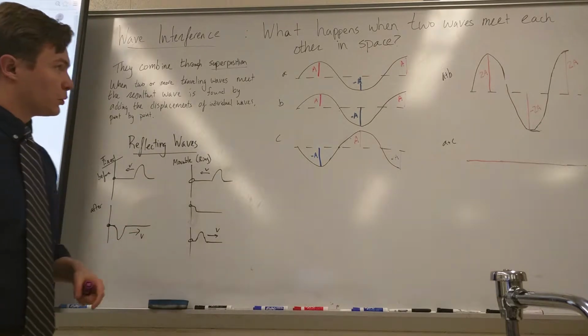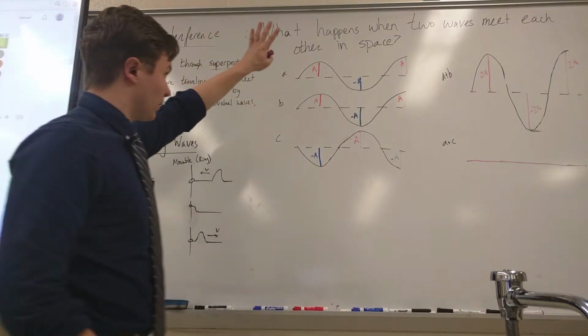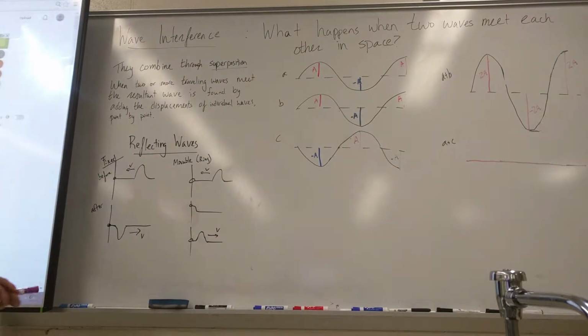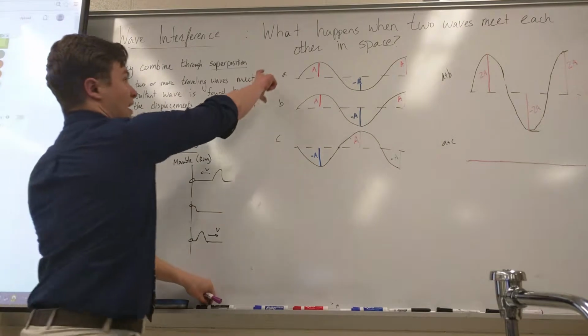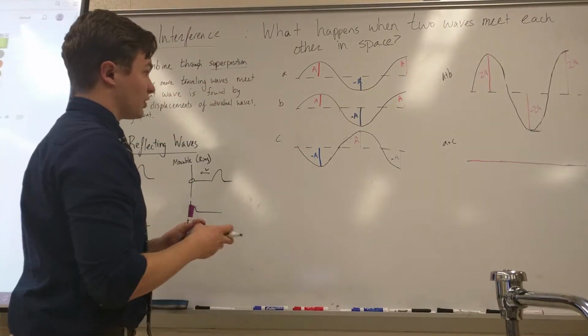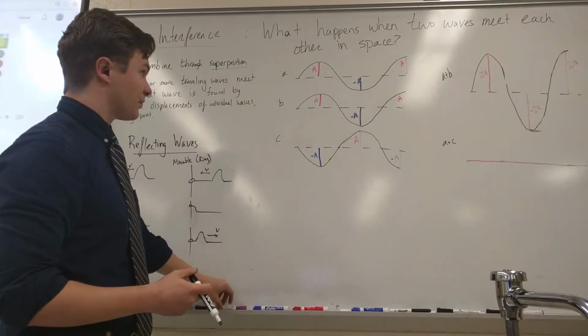So I'm going to take three waves, A, B, and C. I haven't combined them yet, but I'm just going to look at these three waves and combine them in two different ways. One, I'm going to combine A and B, which are the same wave, just put on top of each other and act as if they were happening at the same time.